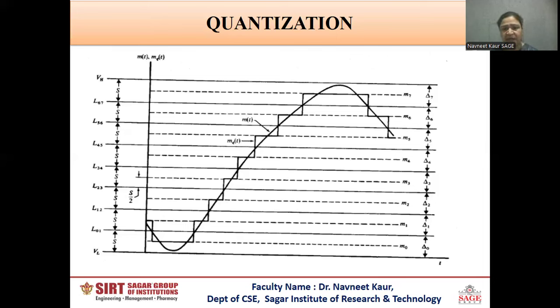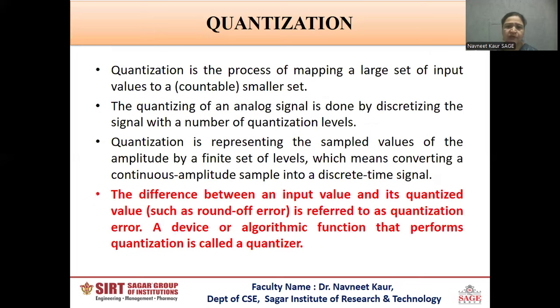Now, this is your quantization. So, here we have converted our signal to the fixed amplitude levels. So, quantization we can say is the process of mapping a large set of input values to a smaller set. Now, the quantization of an analog signal is done by discretizing the signal with a number of quantization levels.